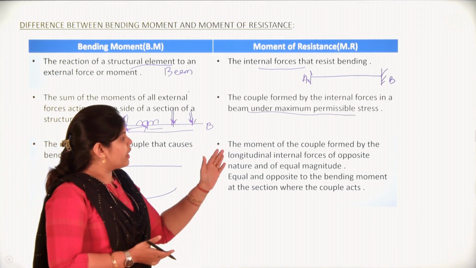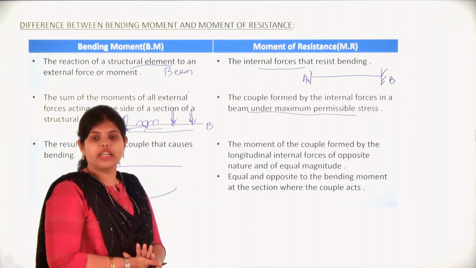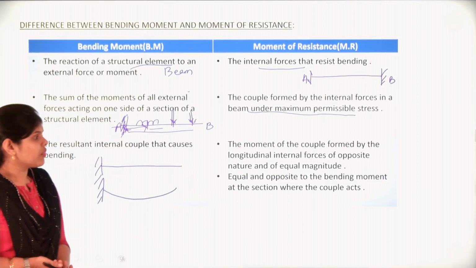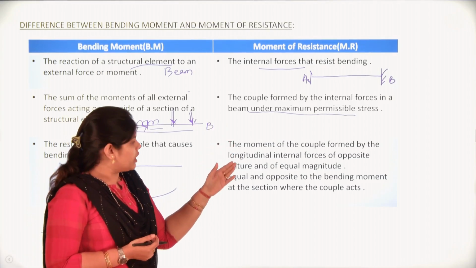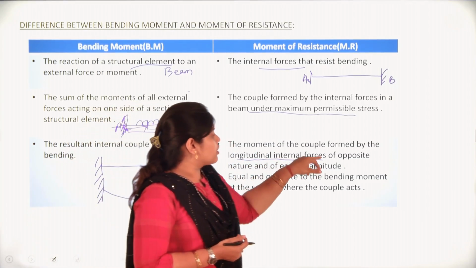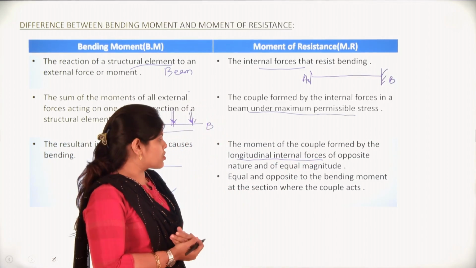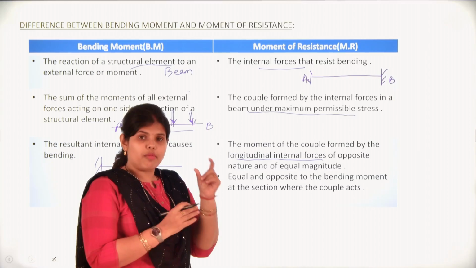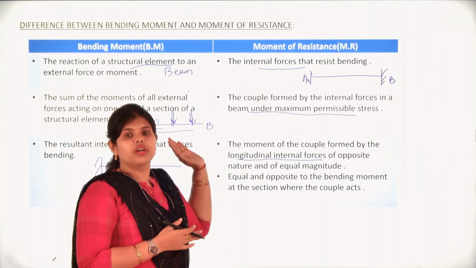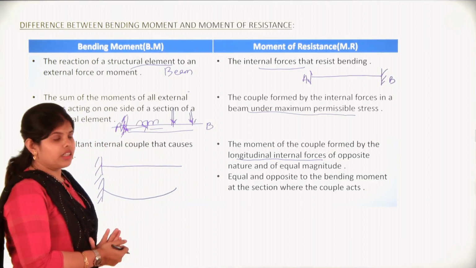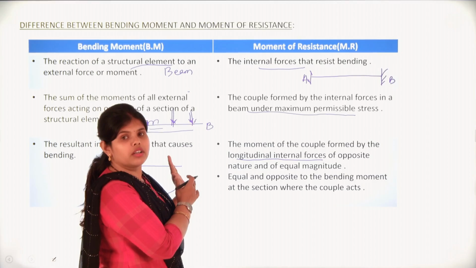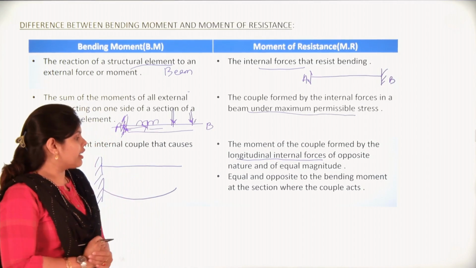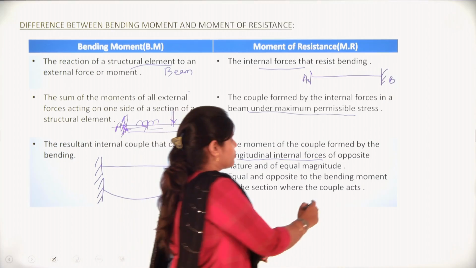Next, the moment of the couple formed by the longitudinal internal forces of opposite nature and equal magnitude. So the couple which was formed has longitudinal internal forces of opposite nature but equal in magnitude. The nature will be opposite, but the quantity will be equal to the external force. By that, the internal force will resist the external force. Similarly, it is equal and opposite to the bending moment at the section where the couple acts.